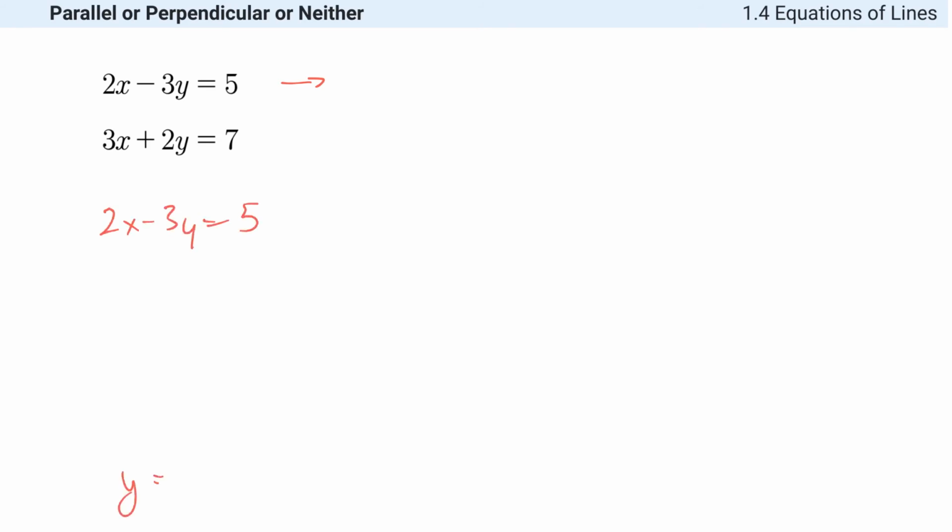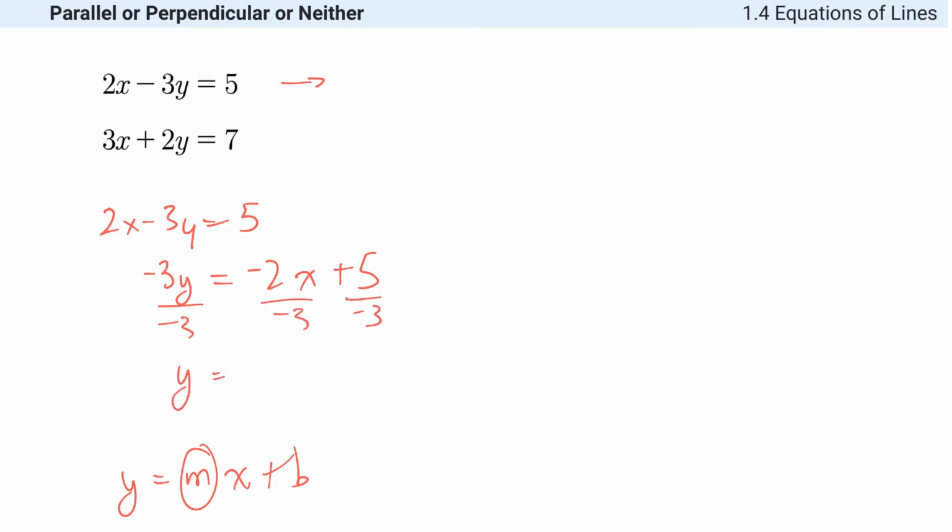And what I'm wanting to do is to get it written in this form, because if it's written in this form, then I can figure out what the slope is. So I'll subtract 2x from each side, and then I'll divide everything by a negative 3. So this would be y is equal to a positive 2/3 x plus something. And here I'm just determining whether they're parallel or perpendicular, so this thing here doesn't really make any difference.